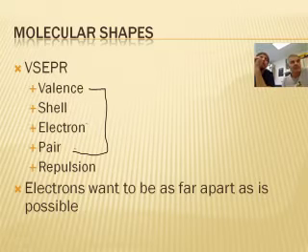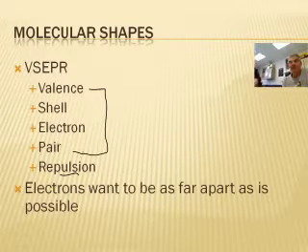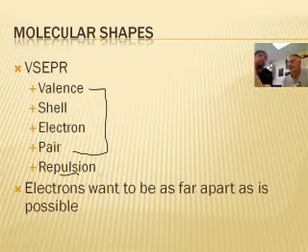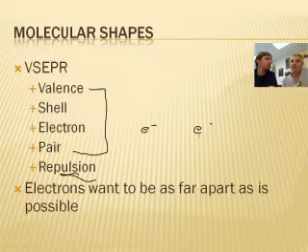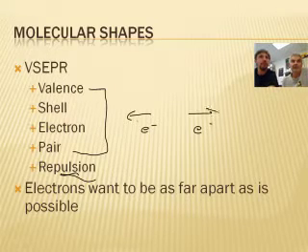Valence shell electron pair repulsion. Pairs of outer electrons. And repulsion means they don't like each other. If you're repelled, yeah, Mr. Sam's repelled by me. My breath must be repulsive. That's because electrons have the same charge, and therefore negatives repel each other. If you ever played with magnets, right?